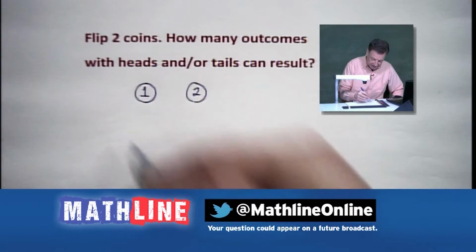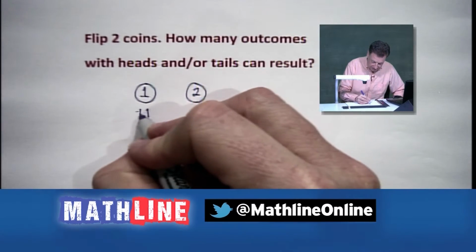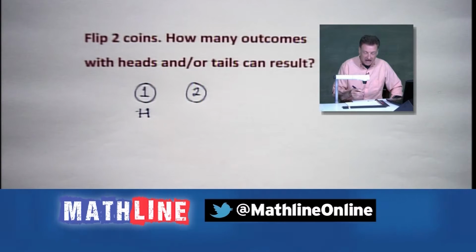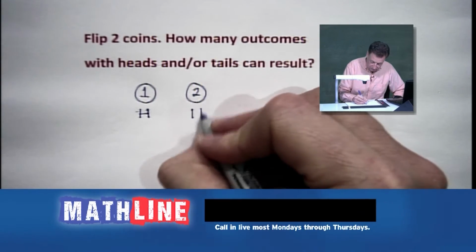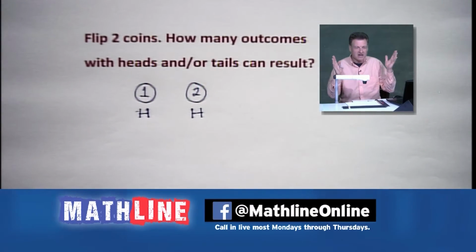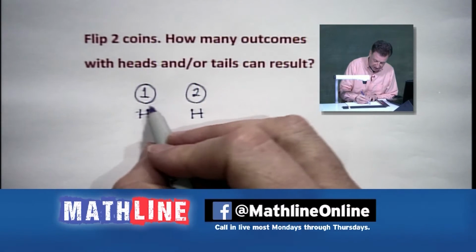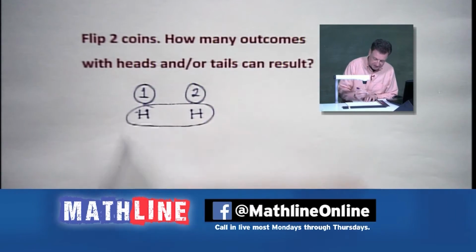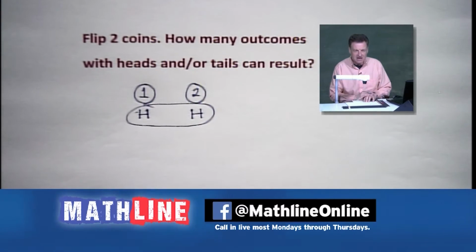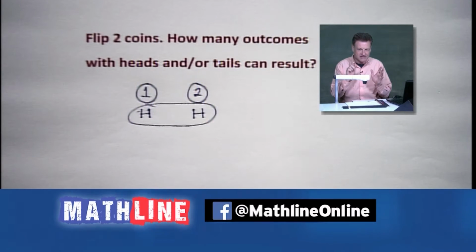My first one I could get, how about a head on that, and I could get heads on the other one. So I get 2 heads, all right? So there's my first option right there. There's one possibility. It says how many outcomes? That's one outcome. That's one option, would you say?